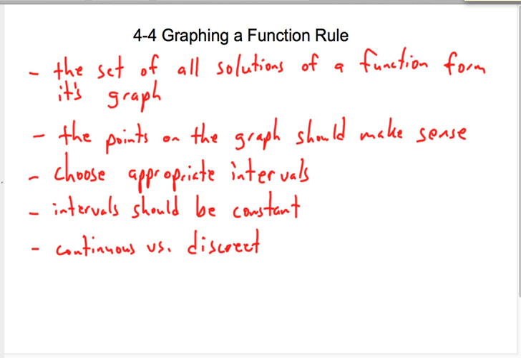Hello everybody, in this video we'll be learning how to graph a function rule. First of all, the set of all solutions of a function form its graph. When we're making our graph, the points in the graph should make sense. I'll talk more about that later. We need to choose appropriate intervals for the graph, which I will also talk about later. The intervals should be constant, and we'll also talk about a continuous graph versus a discrete graph.